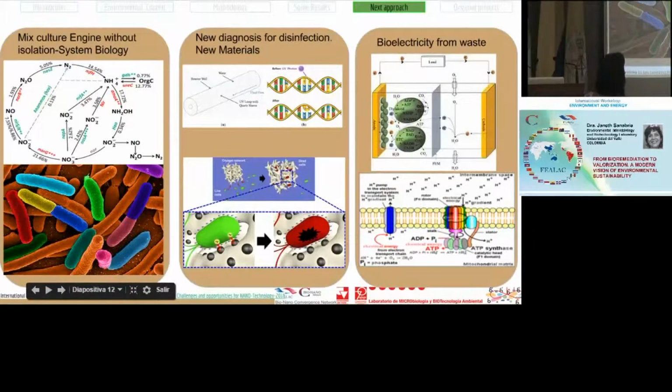What is ahead in the future? As I told you, we have to select only some microorganisms. We need to take out the pathogens without using any culture mechanism. We are starting to use flow cytometry in order to sort out those microorganisms and associate them in the way we need them in order to solve the problems.